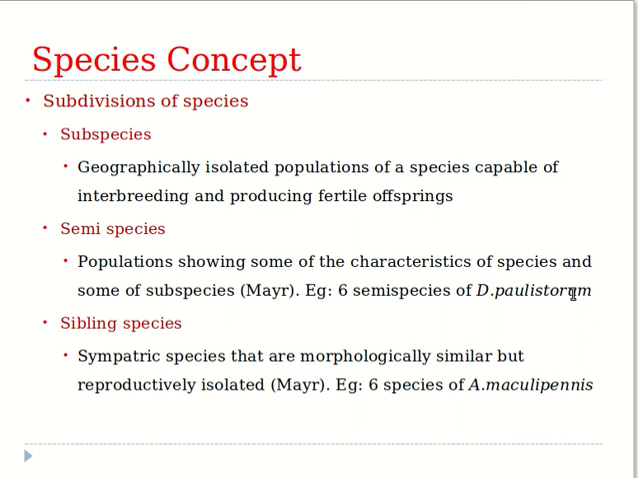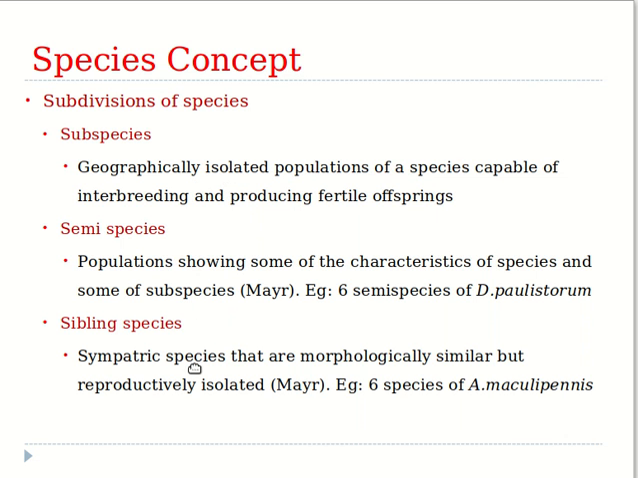Sympatric species or sympatric population means those which are living in the same geographical area. They are not geographically isolated, but they live in the same area, right. So, sympatric species that are morphologically similar but reproductively isolated. So, it is almost different from subspecies.